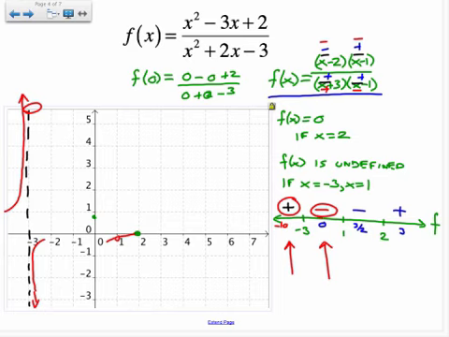Okay, so now I can look back at my sign chart and more or less fill in the rest of the graph, with the exception of the end behavior, which we're not going to talk about today. So what happens after x equals 1?